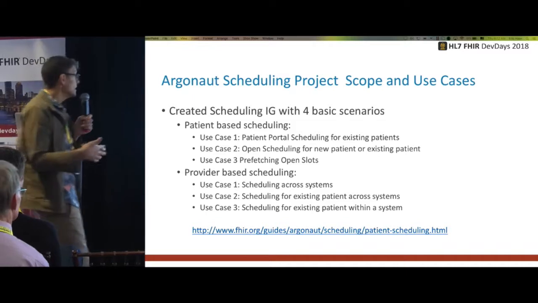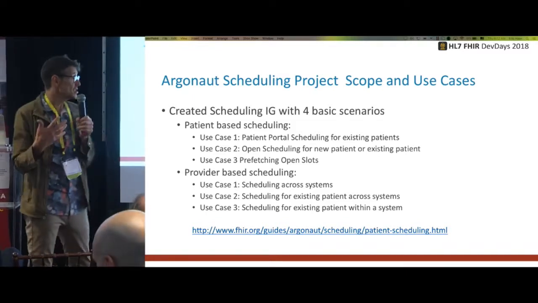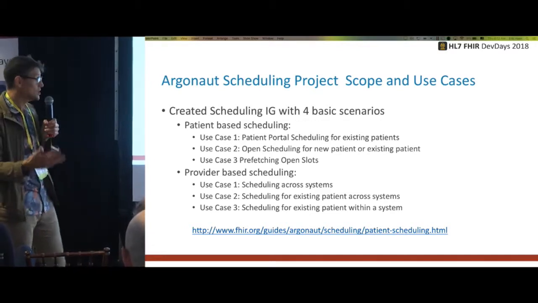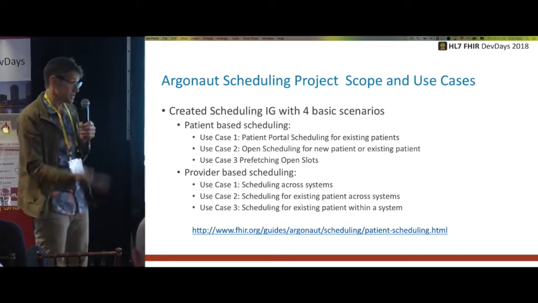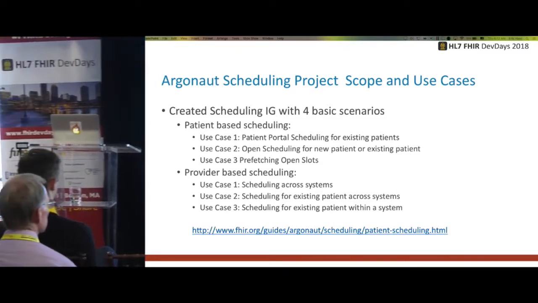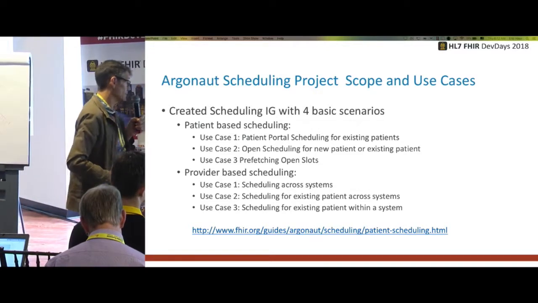Use case 3, probably the more interesting one, is prefetching open slots. Prefetching means you do some sort of subscription, you get slots in, and then you can do all that business logic on your end, meaning the third-party application end, so the end user gets a better response.